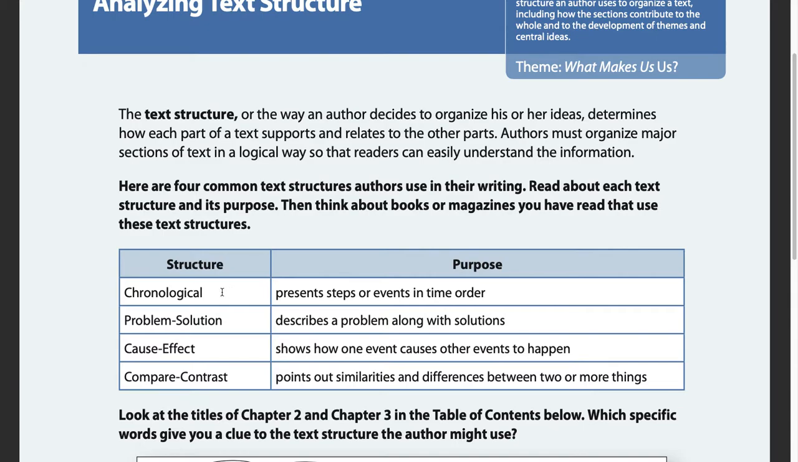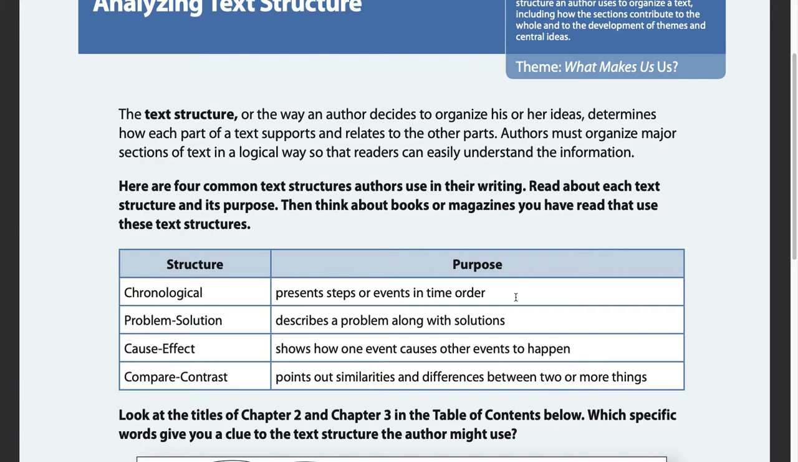An author will use chronological if they're trying to present steps that someone should take, or they're recounting something that happened in history or something that happened in the past, and they want to tell you about what happened in order from beginning, middle to end.